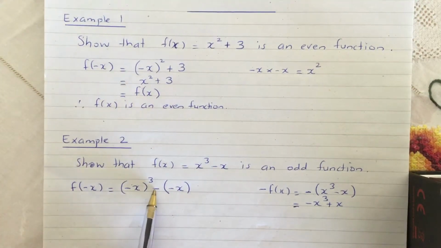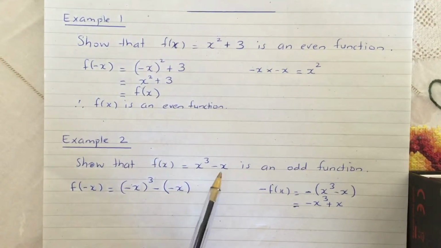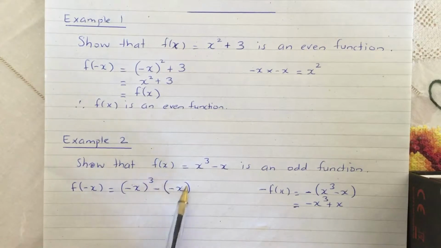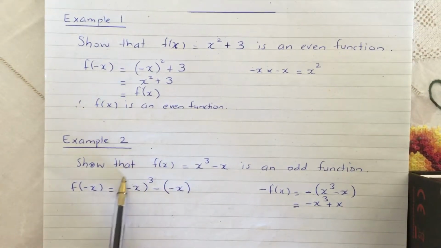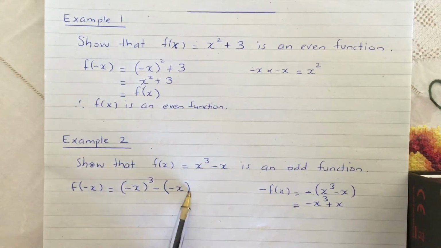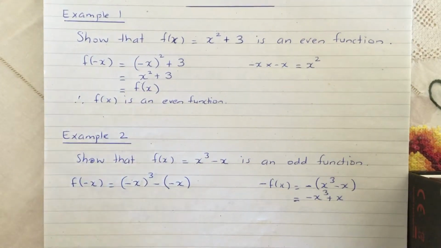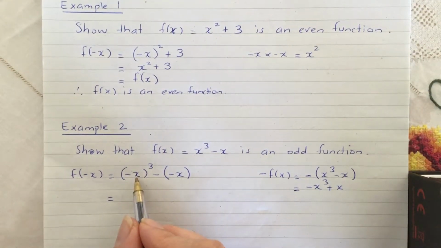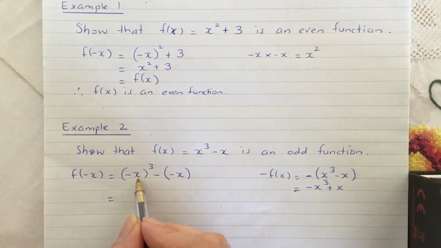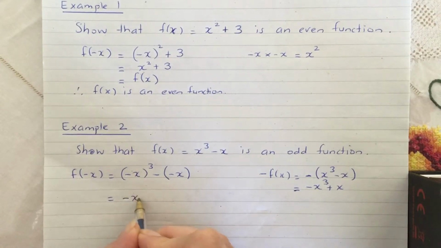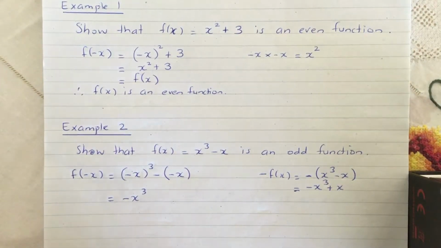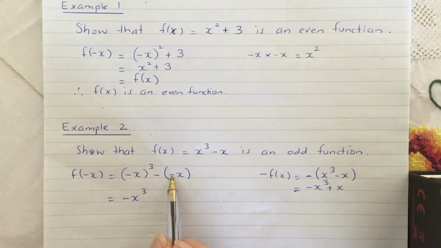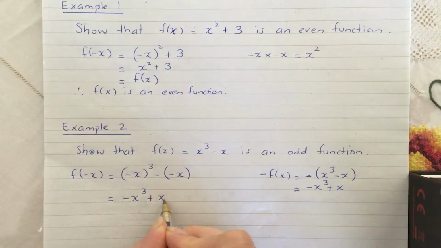So that minus is there because that was there already. And the x has to be substituted by minus x. So put brackets. So this whole thing is x, let's say that. And this whole thing is x cubed minus x. Okay? All right. And then minus x times minus x times minus x happens to be minus x cubed. And then minus x becomes plus x.